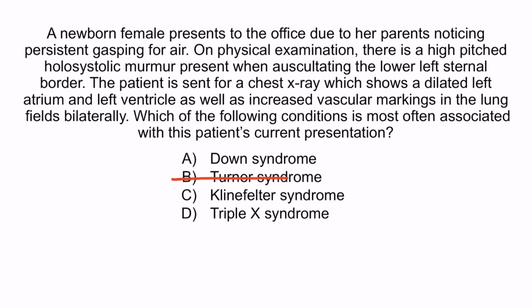Answer choice B is incorrect because Turner syndrome is associated with bicuspid aortic valve and aortic root dilation, not VSD. Answer choice C is incorrect because Klinefelter syndrome is associated with symptoms of decreased testosterone, not VSD. Answer choice D is incorrect because XXX syndrome is associated with few or no symptoms, not VSD. And that concludes the section.